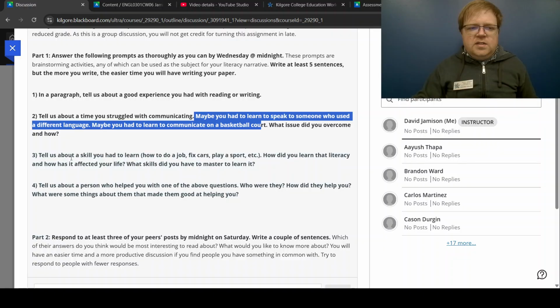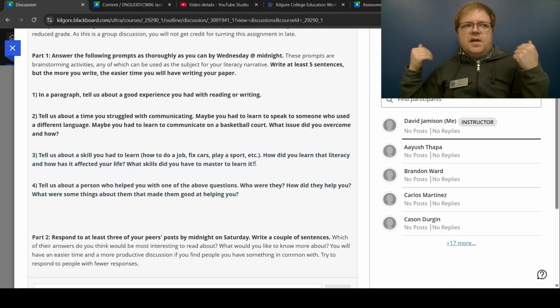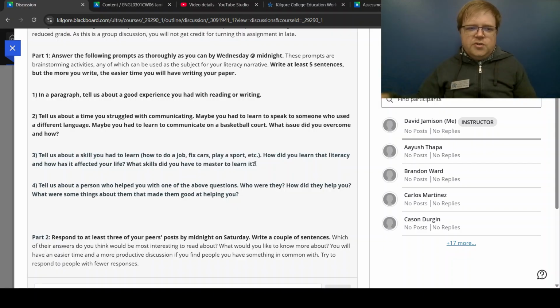Tell us about a skill, number 3, that you had to learn. How to do a job, how to fix cars, play sports, etc. How did you learn that literacy, and how has it affected your life? What skills did you have to master to learn that? So if you play shortstop, for example, you'd have to develop reaction time. You'd have to learn to communicate with your teammates. Anything like that could be an example of a literacy.